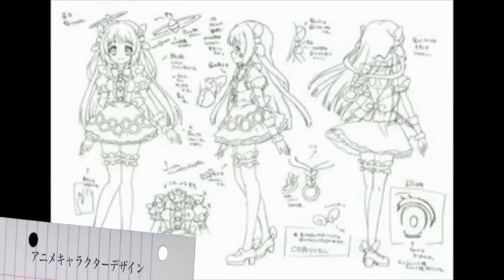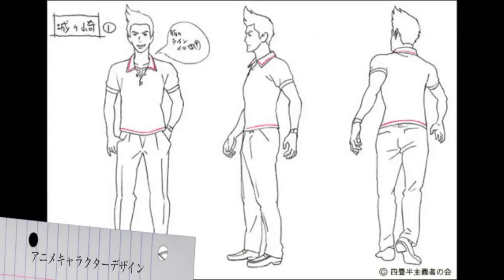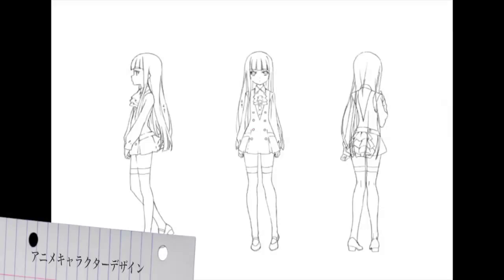So this would be considered a model sheet, a turnaround, plus on the bottom right you can see her eye. This would be a male character turnaround, front, side, and back. This would be another turnaround, side, front, and back.